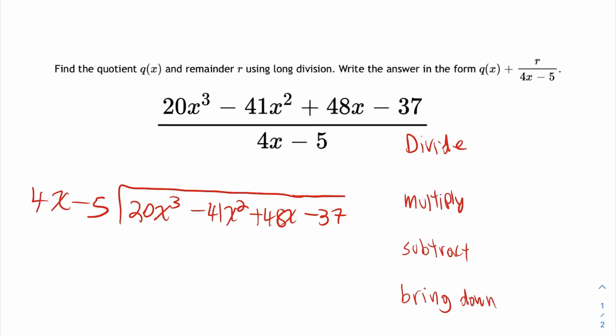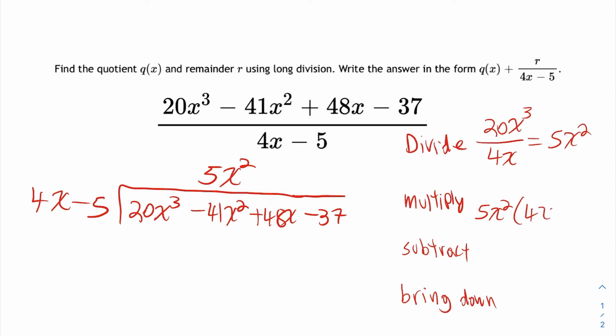We're dividing the leading terms. Those are the leading terms. So dividing the 20x to the third by the 4x gives us 5x squared. And we put the quotient that we find, that's the first term in the quotient of the polynomials, 5x squared. So that's the first term in the quotient. Then we're going to multiply that first term, 5x squared, by the divisor, 4x minus 5. And that's what we're going to put down here.